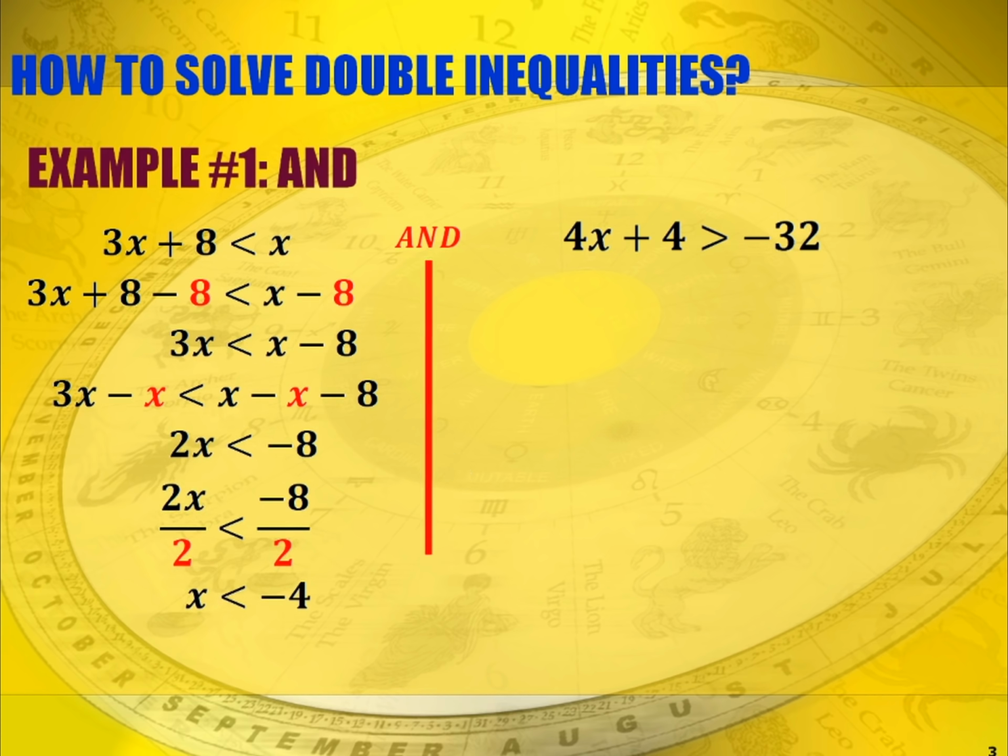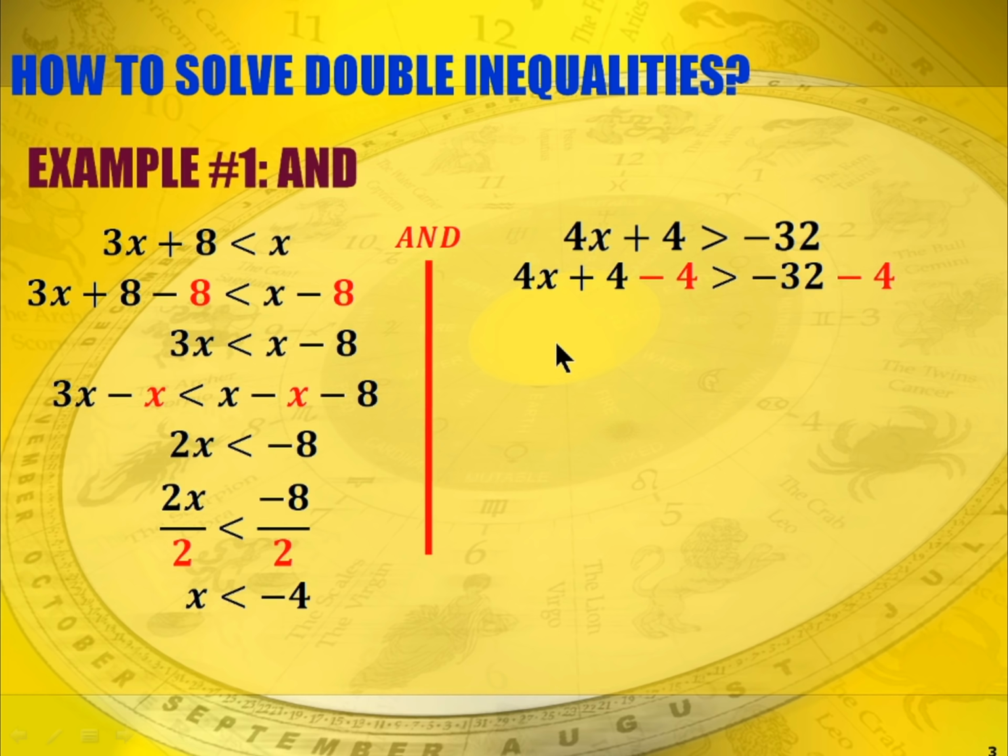Alright, let's go to the second example: 4x plus 4 is greater than negative 32. We're going to subtract both sides by 4. So we have 4x plus 4 minus 4 is greater than negative 32 minus 4. And by the way, in other videos on YouTube, they use the vertical method in adding or subtracting numbers, but in my case, I'm using the horizontal method. It's still the same.